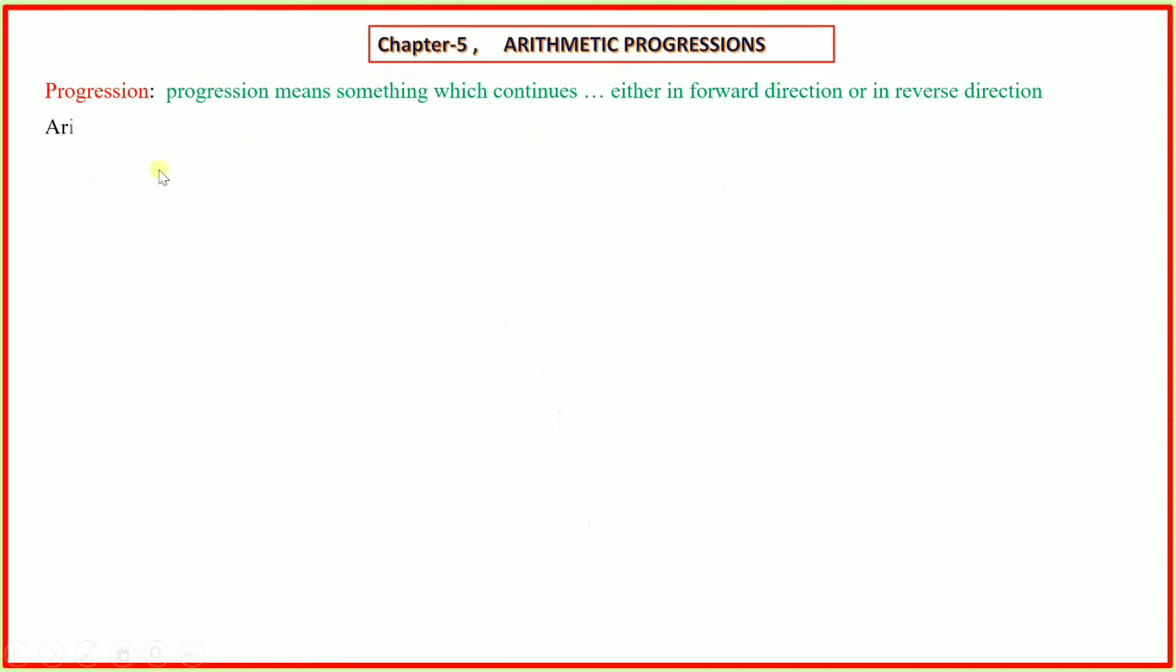The next thing is arithmetic. Arithmetic means two or more things are added or subtracted, meaning involvement of two operations, that is addition and subtraction. Plus and minus: if it is involved, then such a combination, such a system is called an arithmetic system.